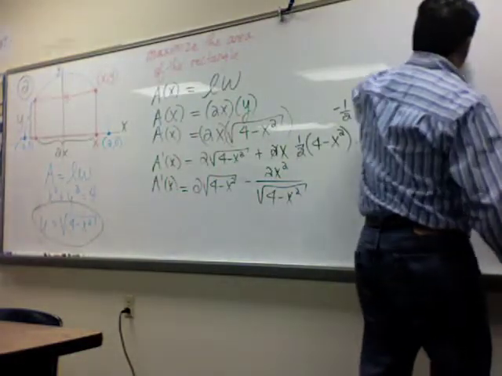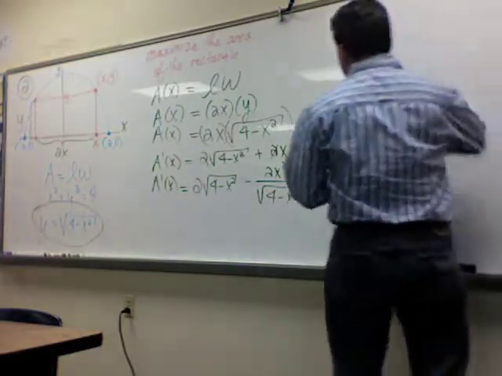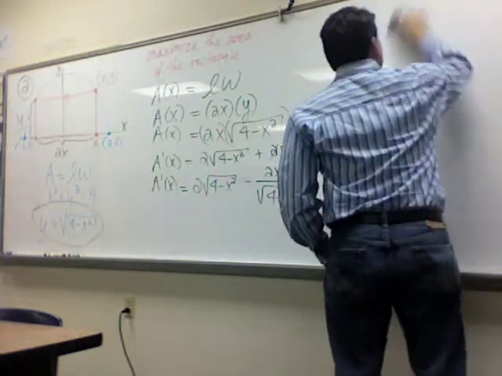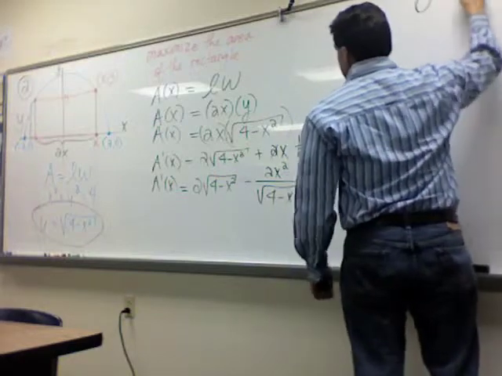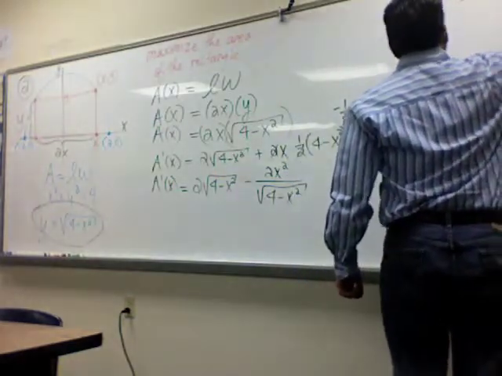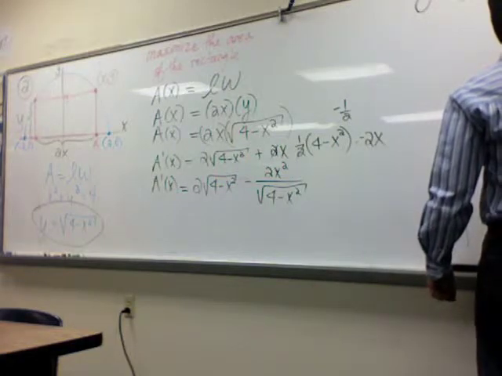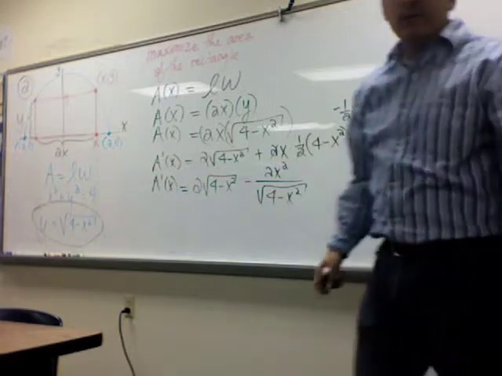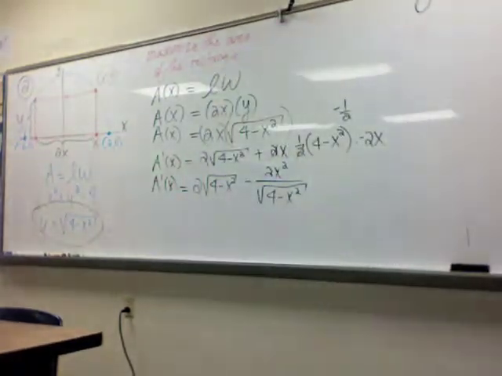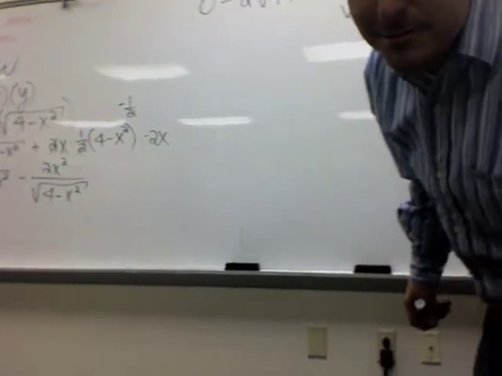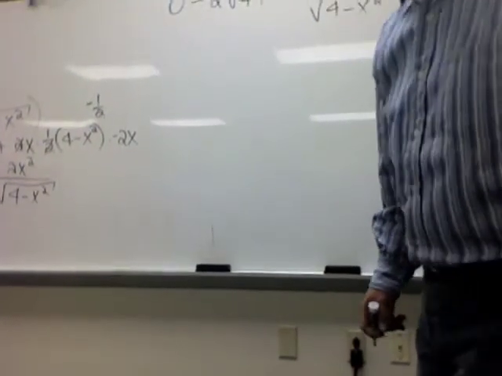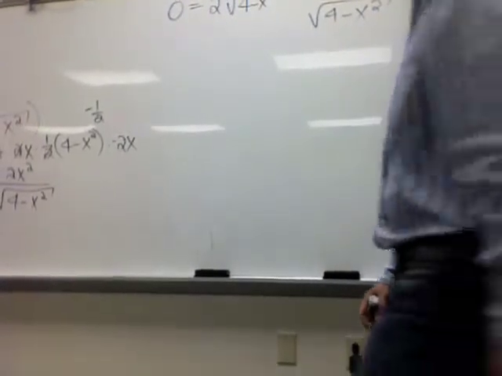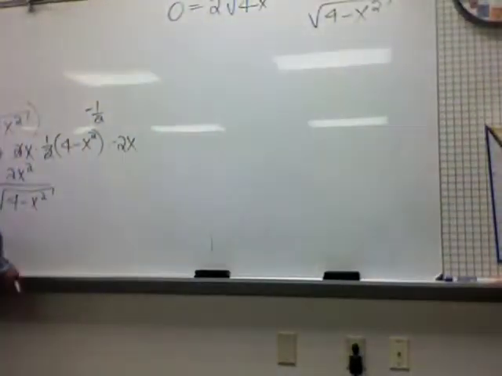Right. We're going to set it equal to 0. We're going to find critical numbers. So we're going to say 0 equals 2 square roots of 4 minus x squared minus 2x squared over the square root of 4 minus x squared. And we got to solve. How do we solve that?